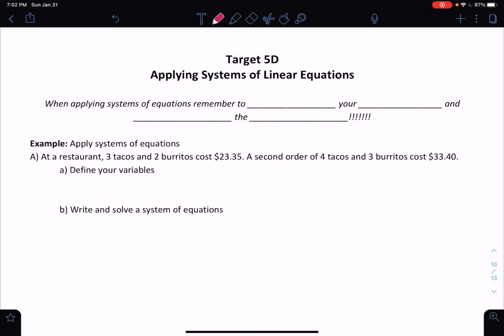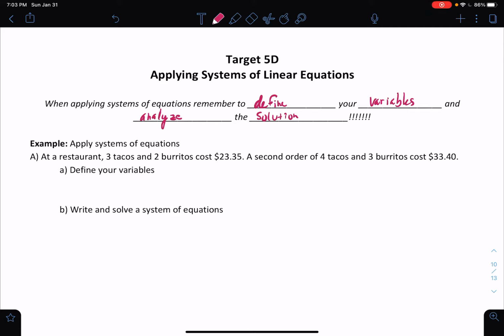at the same time. So when we are applying systems of equations, it's very important to remember to define your variables and analyze the solution. So in previous problems when we've been graphing, substitution, elimination, we've just gotten an answer of x and y. That was the ordered pair, that was the intersection point if I was looking at their graph.